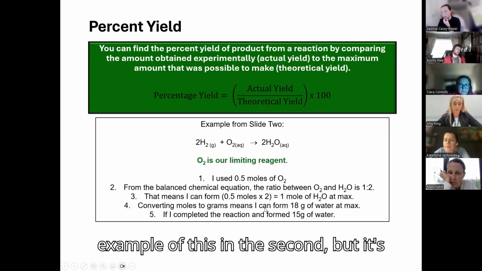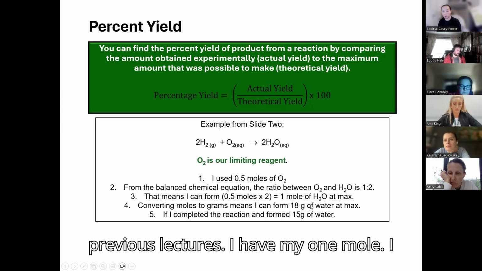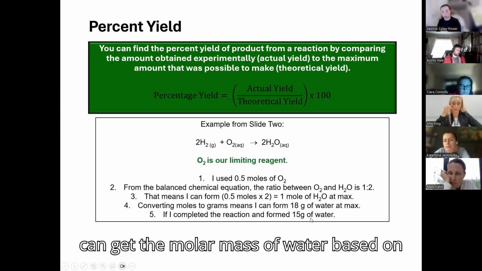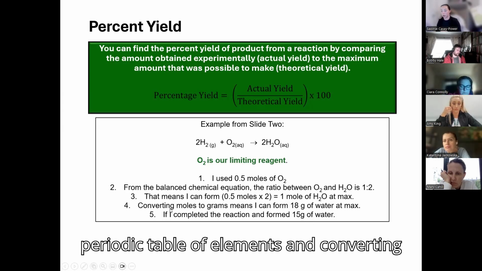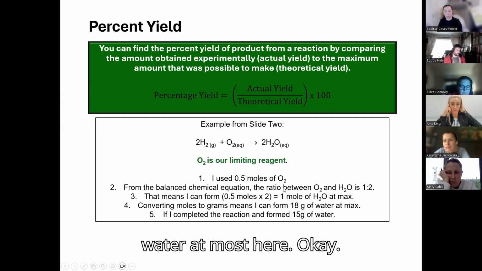I'll do an example of this in a second, but it's very similar to what we've done in previous lectures. I have my 1 mole. I can get the molar mass of water based on the periodic table of elements. And converting moles to grams, I can form 18 grams of water at most here.